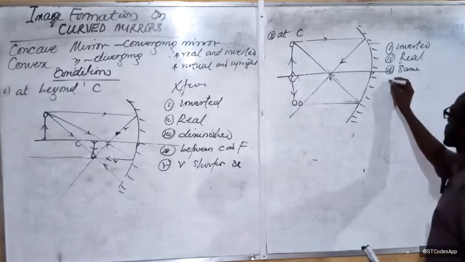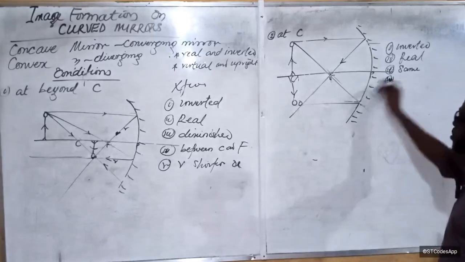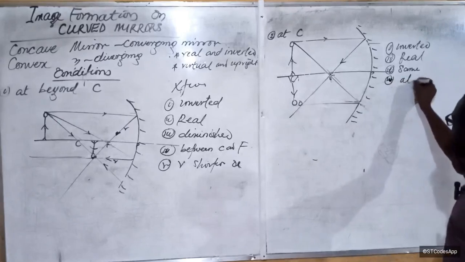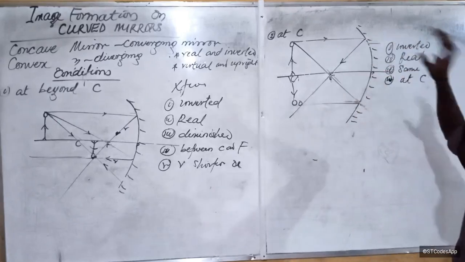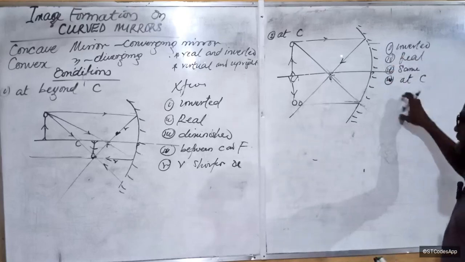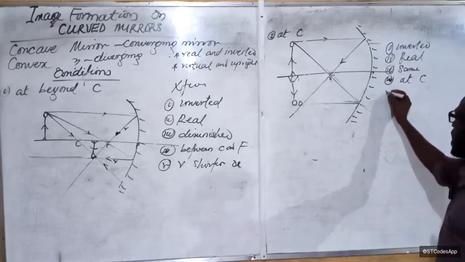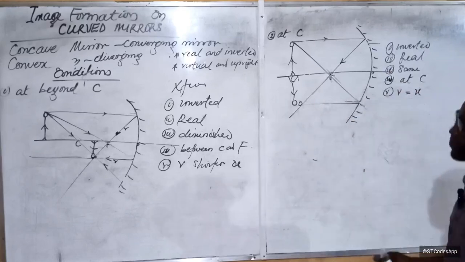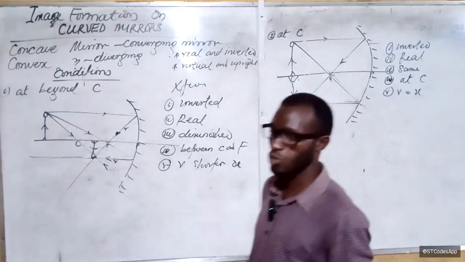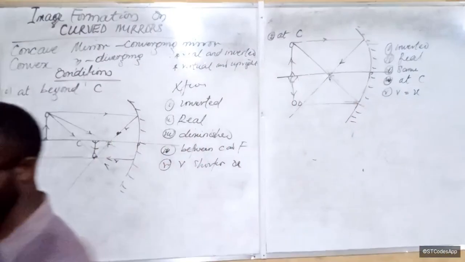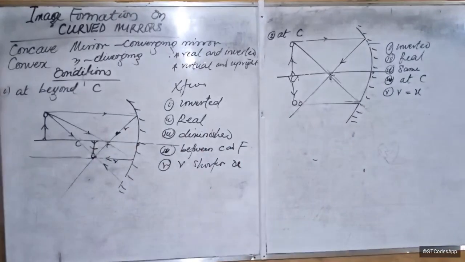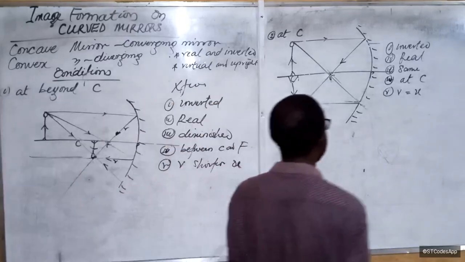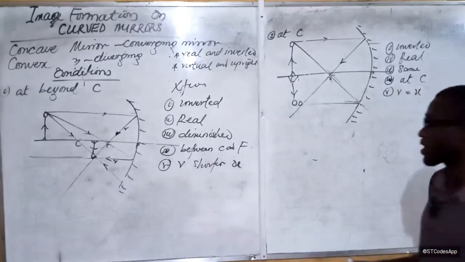So the other thing is the position of the image. The position is going to be what? It will be formed at C. So if you place your object at C, your image will be formed at C. Then, how about the distance? The distance, V, will be equal to what? It will be U. Our image distance will be equal to our object distance. Do you have any question so far? Be marking them. Do you understand? All right. So that is the condition of the object placed at C.